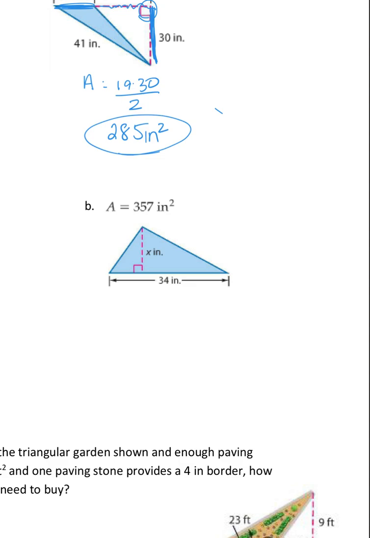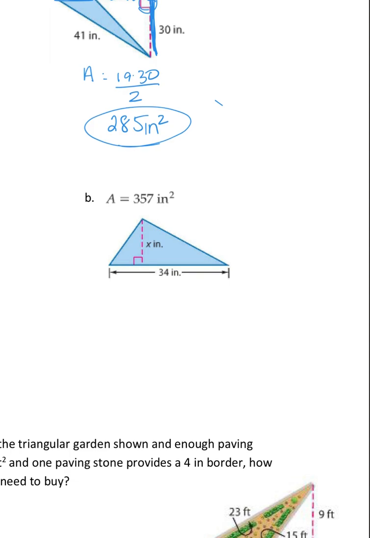All right, this one's a little bit more complicated simply because it's a triangle, but I still start with my formula. So area equals 1/2 base times height. I'm going to fill in the information here, so I know the area is 357. And then my base is 34. My height is x. And 1/2 and divide by 2 are the same thing, so I'm just going to say divide by 2.